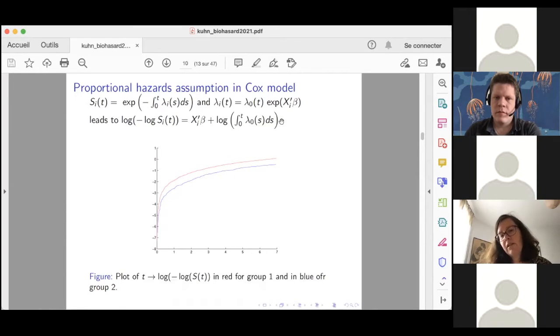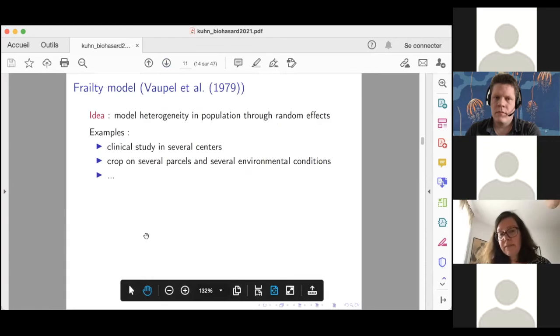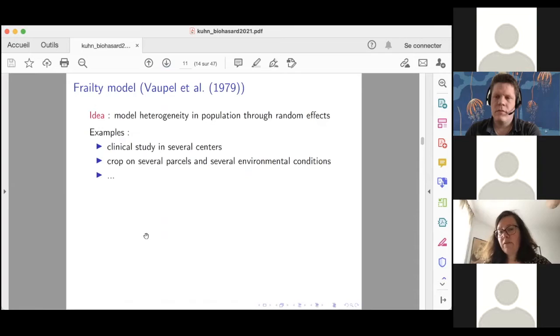So you can, for example, take covariates that depend on time. So time is not only here, but also in the covariates here. Or another way is to consider frailty models. So the idea is to model heterogeneity in the population with random effects. So for example, you have a concrete situation where you can see some structure in the population.